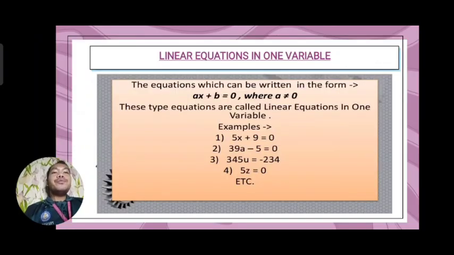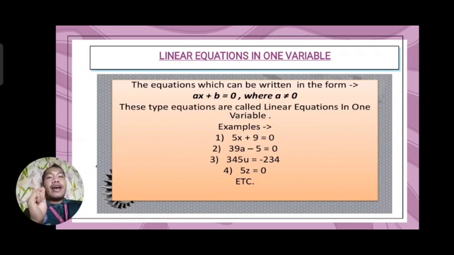Next, let's proceed to linear equations in one variable. The equation which can be written in the form ax plus b is equal to 0, where a, or the constant, is not equal to 0. So meaning there is a restriction that a should not be equal to 0 because otherwise you cannot define it as a variable. So next, these types of equations are called linear equations in one variable.